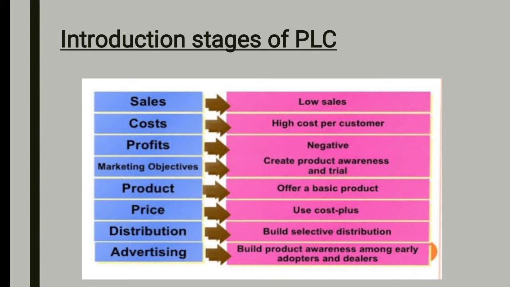Each has different parameters. The parameters are sales, cost, profit, marketing objectives, product, price, distribution and advertising. In the introduction stage, sales are low and the cost per customer is high, and the profit may be negative. The marketing objective is to create product awareness, and the product offers a basic product. Price may be cost-plus, distribution is selective, and advertising builds product awareness among early adopters and dealers.